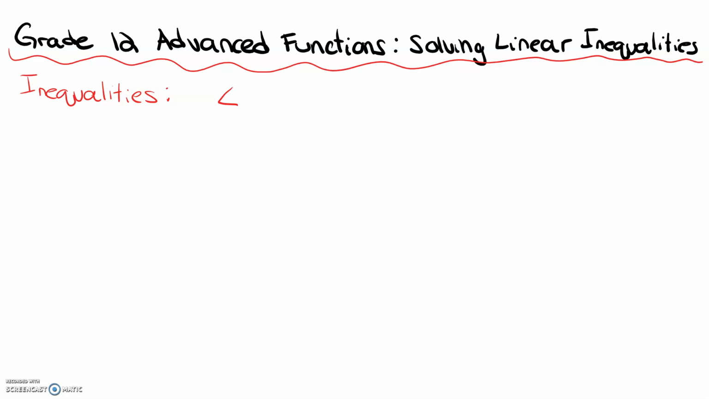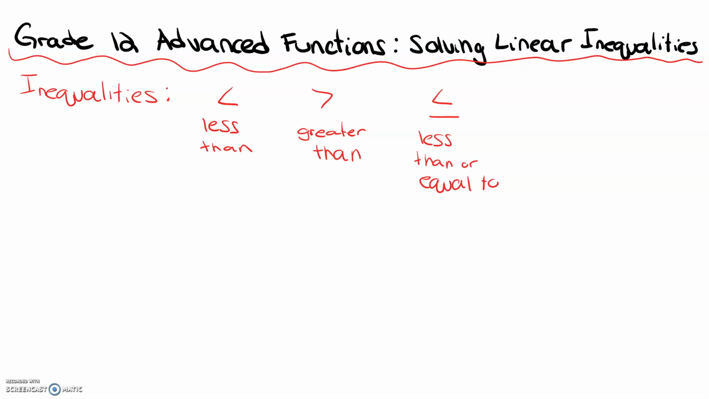This symbol is less than. We have this symbol, which is greater than. We have the less than symbol with a little line underneath. This means less than or equal to. And if we have the greater than symbol with a little line underneath, this means greater than or equal to.